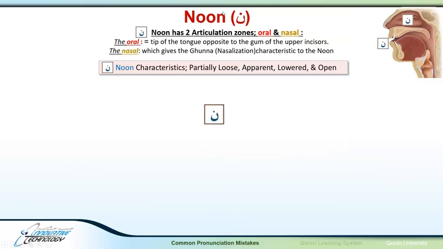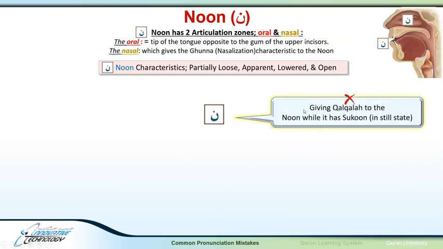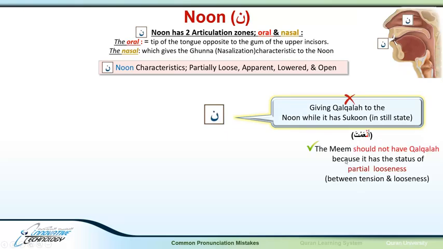Now we'll proceed with the common mistakes of the noon. First mistake is giving qalqala to the noon while it has sukoon, while it's in the still state. Example is this one. And this shouldn't be the case for the noon. It should be pronounced without qalqala. The noon should not have qalqala because it is in the state of partial looseness. So it should be pronounced like this. An'amta, not with qalqala. An'amta is the right way to pronounce it.